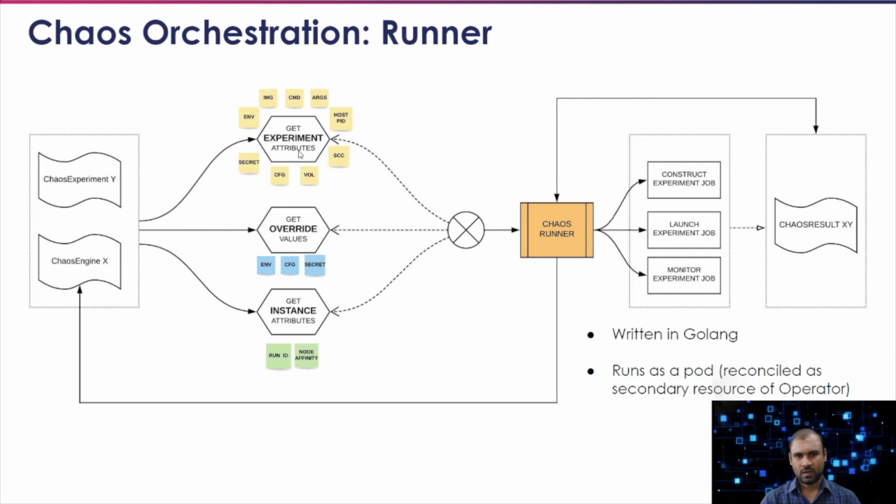It also gets the override values from the chaos engine. We mentioned that the engine definition can contain overrides for some of the defaults present in the chaos experiment. You can override environment variable values, config maps, secrets, etc. So the runner takes a look at these and obtains the overrides. When I talk about overrides for config map and secret, you may ask, what is the override here really?